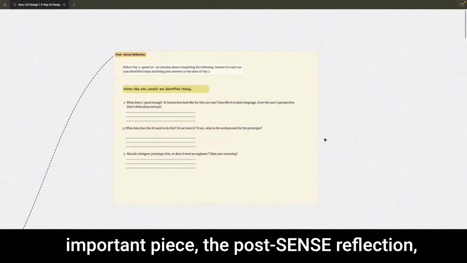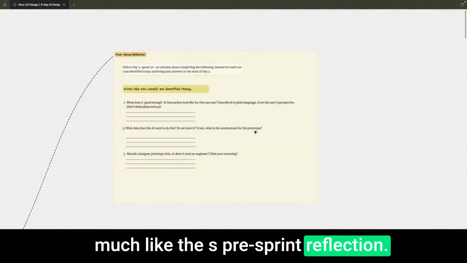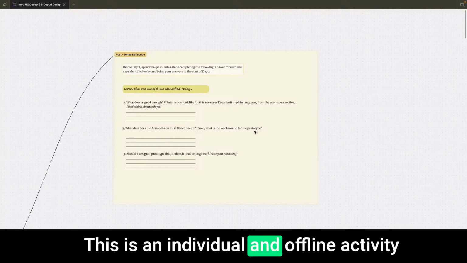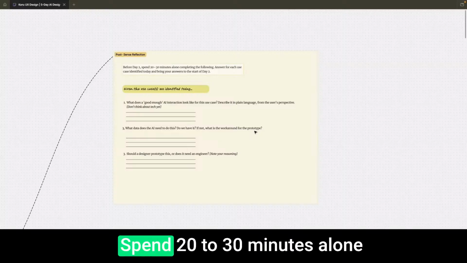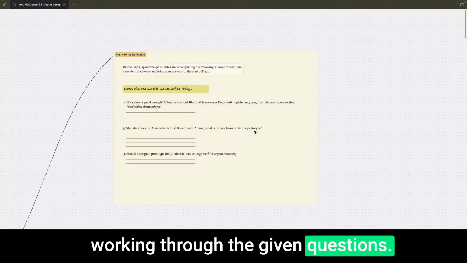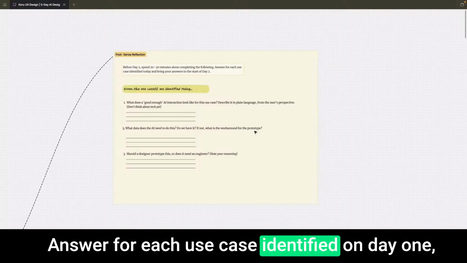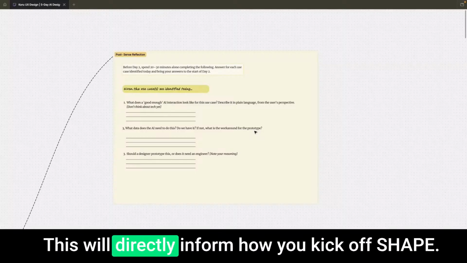The post-sense reflection. Much like the pre-sprint reflection, this is an individual and offline activity to be completed before day 2. Spend 20 to 30 minutes alone working through the given questions. Answer for each use case identified on day 1 and bring your answers to the start of day 2. This will directly inform how you kick off shape.